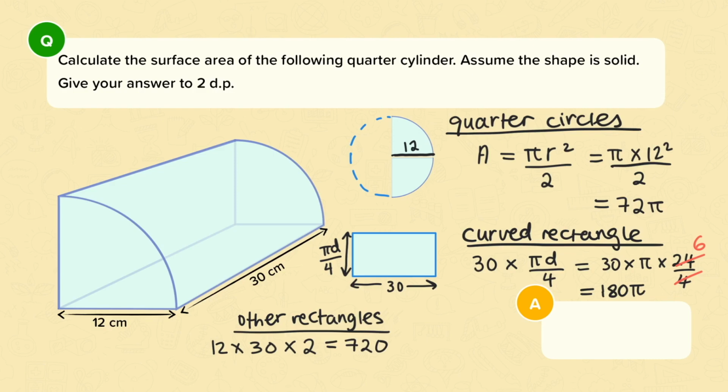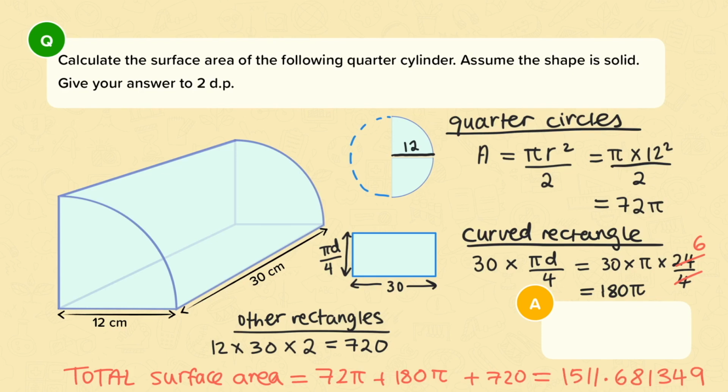So now that we've calculated all the areas that we need, we just need to add them together. So the total surface area is going to be 72 pi plus 180 pi plus 720. On the calculator, that's going to give me this number. And finally, if I round that to 2 decimal places, I've got 1,511. And then after the decimal point, I want 2 digits, 6, 8, and the next digit tells me I'm not going to round up, so it's going to be 0.68 centimeters squared.